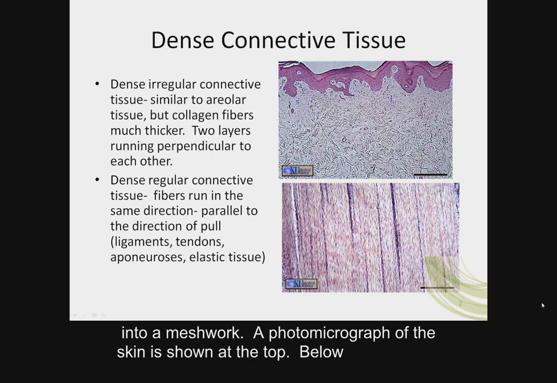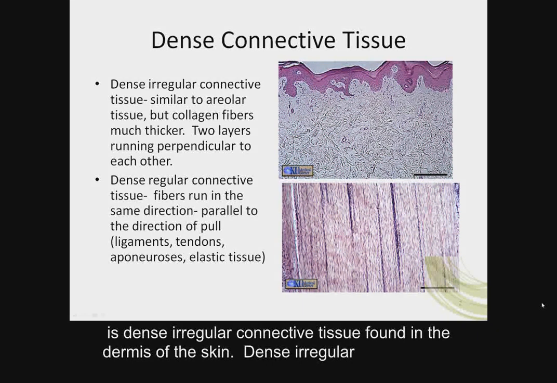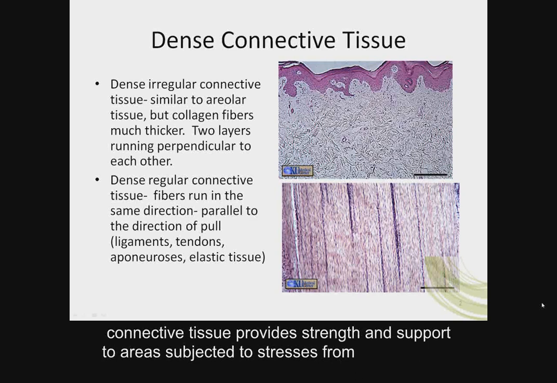A photomicrograph of the skin is shown at the top. Below the bright pink staining epithelium, you will notice a large paler pink area. This is dense irregular connective tissue found in the dermis of the skin. Dense irregular connective tissue provides strength and support to areas subjected to stresses from many directions.